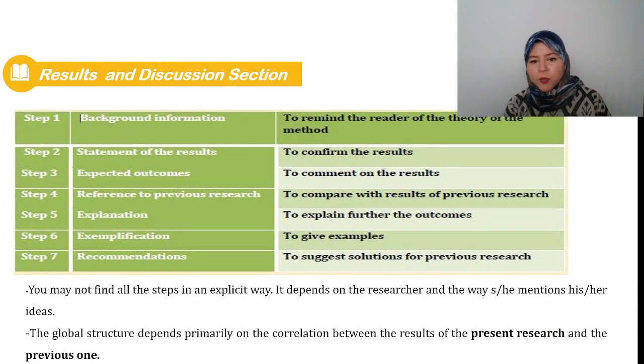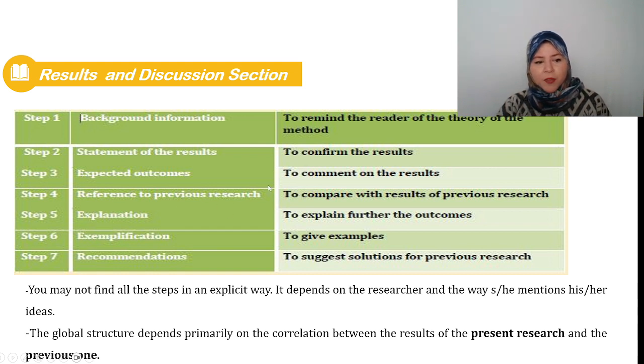The main moves or steps you find when understanding the results and discussion section: at the beginning you find background information, to remind the reader of the theory of the method. As a second step, you find statement of the results, to confirm the results. You find also another step, expected outcomes, to comment on the results.